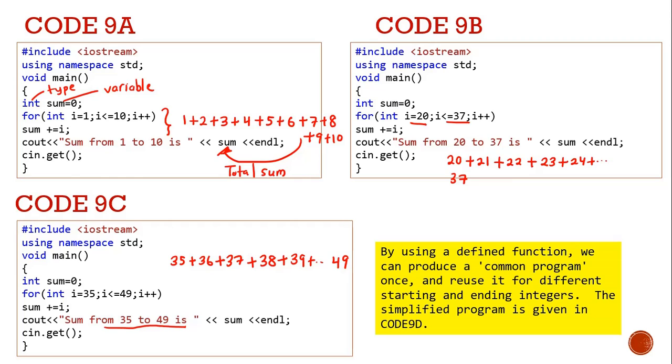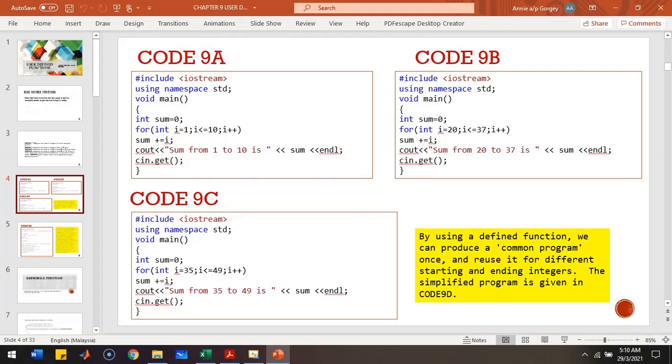By using a defined function, we can produce a common program once and reuse it for different starting and ending integers. So that's what I want to show you in this code: how to write a function.